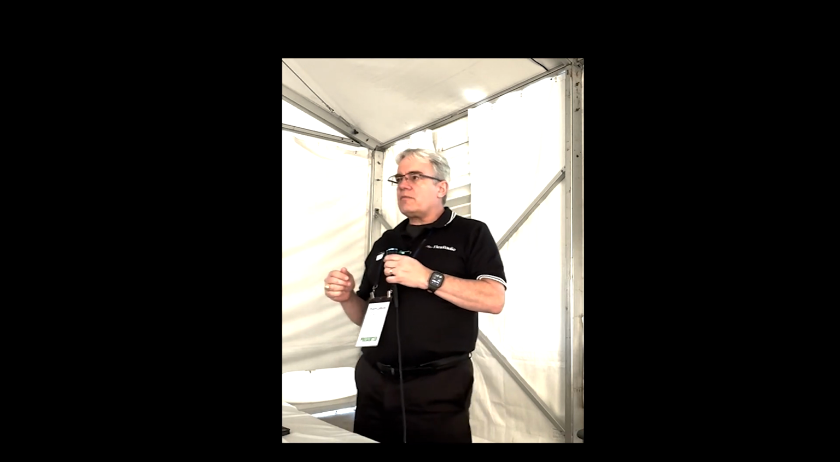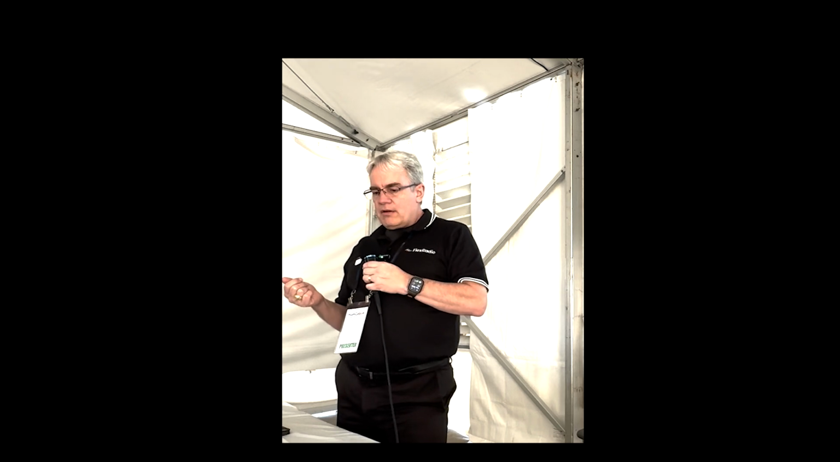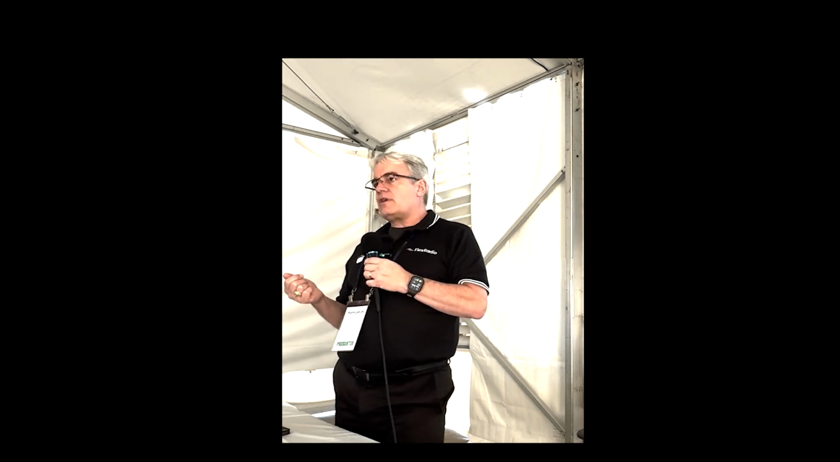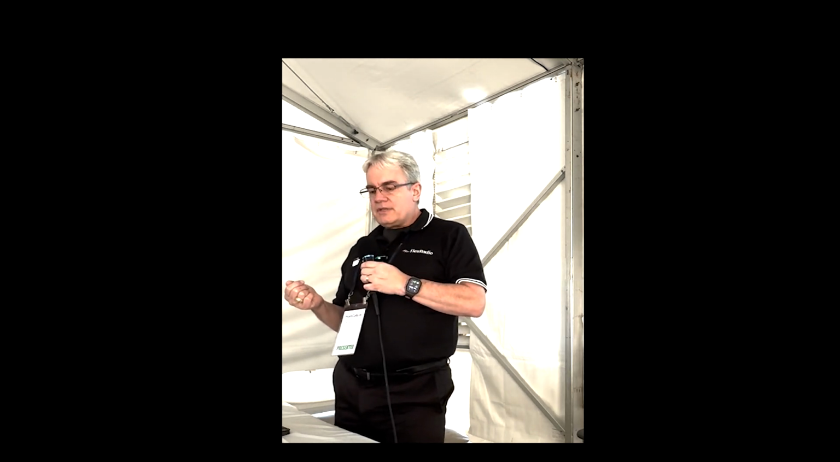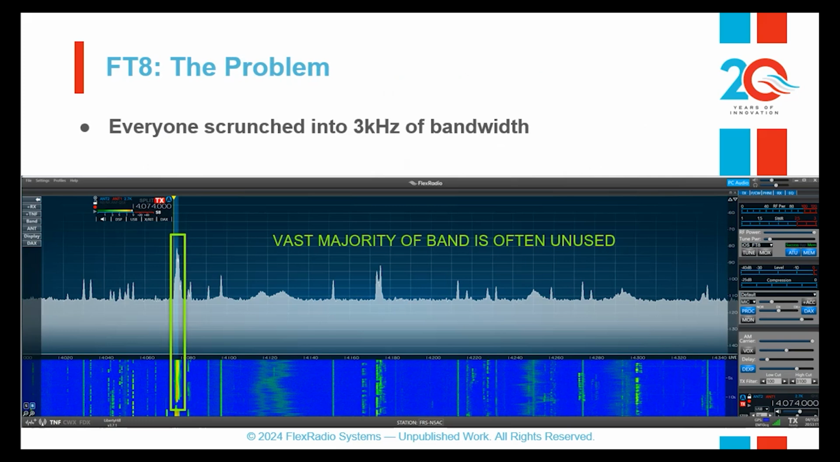So this is a plot from Club Log of different modes, and the red mode here is FT8. All the other modes are the other colors. And you can see when FT8 was introduced, it became the dominant mode that everybody's using to make contacts, at least for DXing. And so the problem with this mode is that everyone is scrunched into 3 kilohertz of bandwidth. Here's the 20 meter band, and everybody's scrunched into that area, and we have lots and lots of other bandwidth to use.